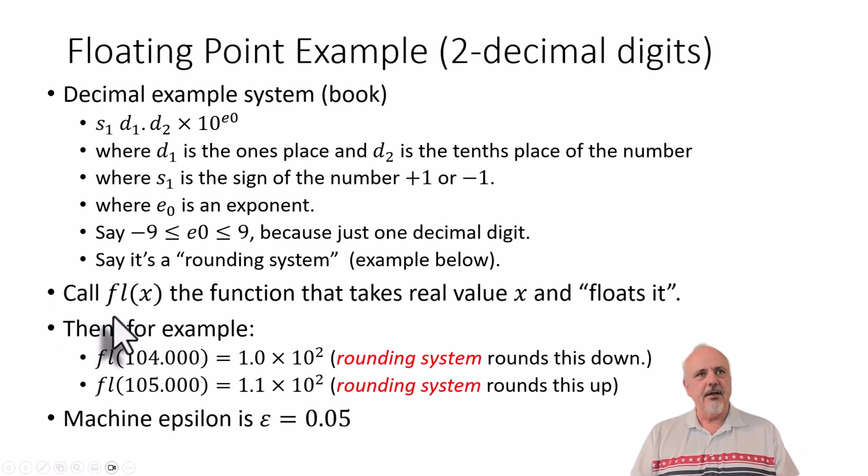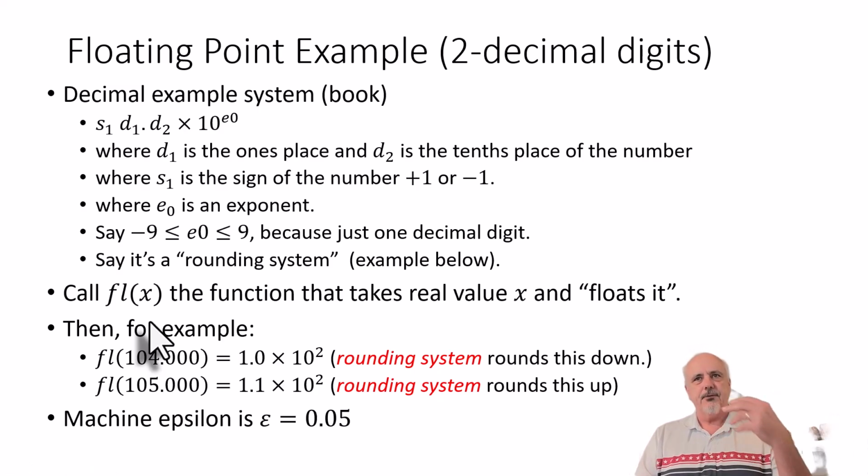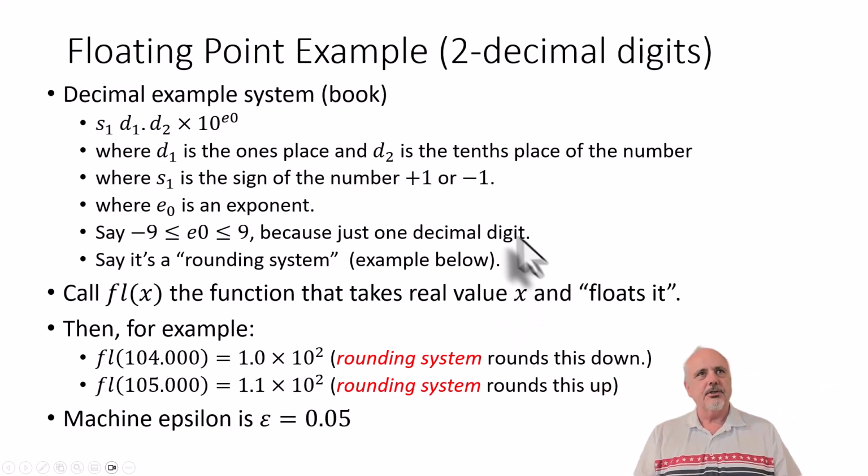Whenever you see FL of x, that is the floating function where it takes a real value x and floats it onto this format here. For example, if I take 104 and float it, then it's going to be 1.0 times 10 to the 2, or 100. This is rounding, so this one rounds down. If I have 105 on the other hand, 5 and above, I'll round those up. So that rounds up to 1.1 times 10 to the 2, or 10 squared.